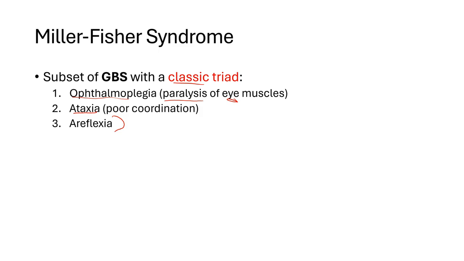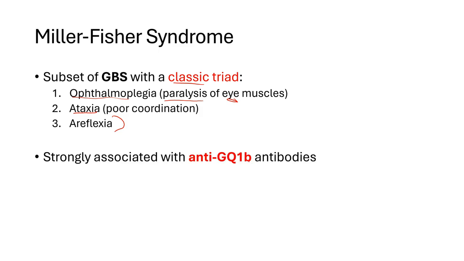Now, it is also important to know that Miller-Fisher syndrome is highly associated with anti-GQ1B antibodies. These are autoantibodies that target GQ1B ganglioside. This is a type of glycolipid found abundantly in the cranial nerves, particularly in the eye movement nerves. So unlike GBS, Miller-Fisher syndrome typically affects cranial nerves instead of those distal nerves that we see in the hands and the feet. So definitely understand this and look for this triad on test day. Miller-Fisher syndrome is treated exactly like GBS because it is a subset of GBS.